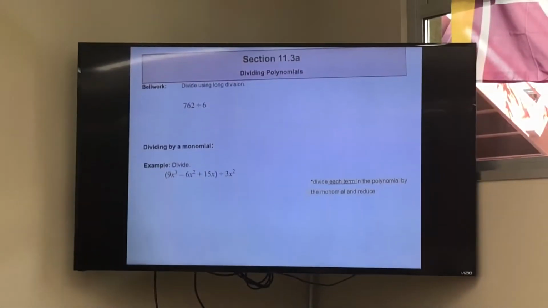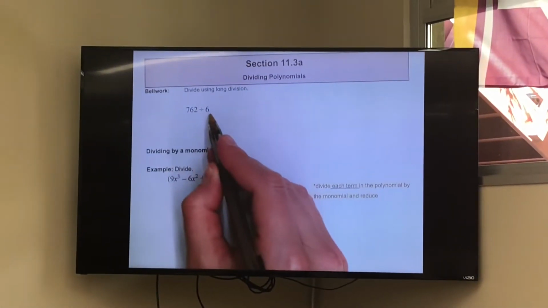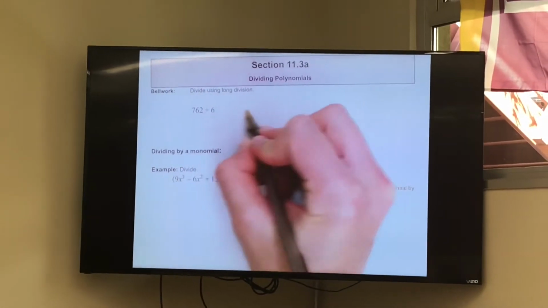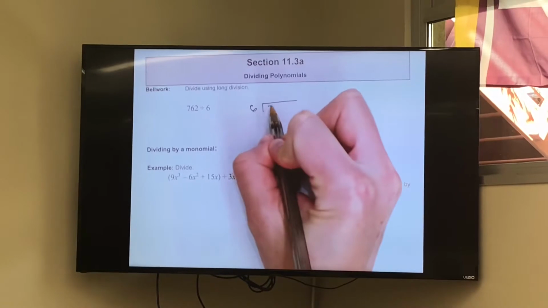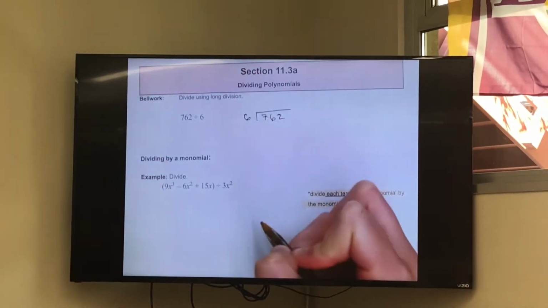Okay, for the bell work, we're reviewing long division back in the day. So for long division, I'm doing 6. How many 6s goes into 762? So let's review this process.